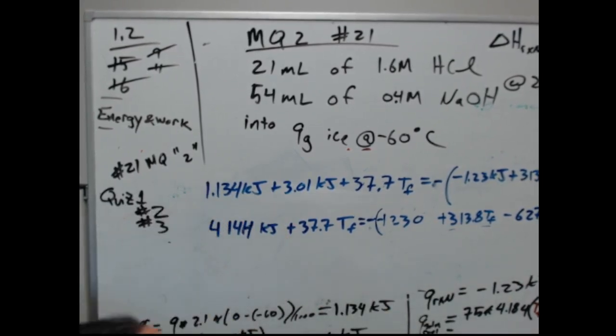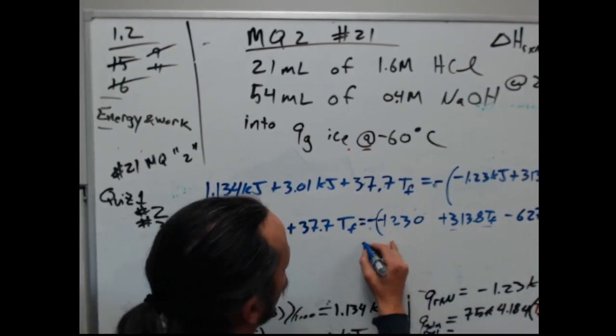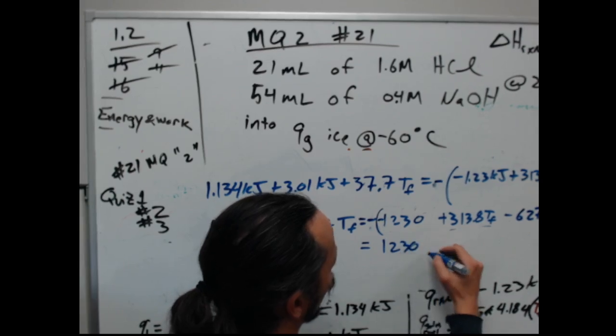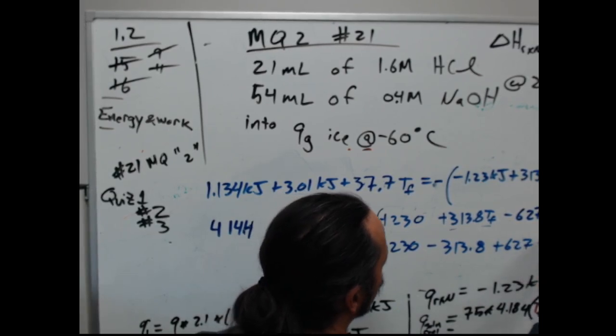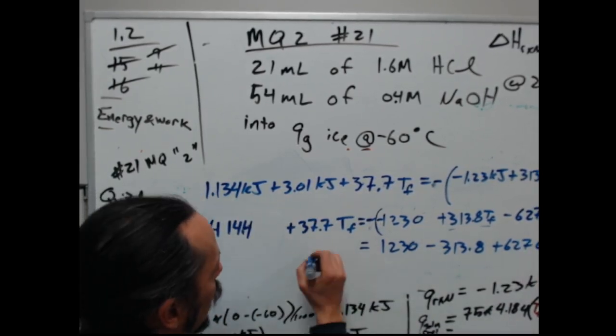Now everything's in joules. Except for the notation that says kilojoules. Yeah, thank you. I was still feeling like I was going to end up with a negative temperature. Oh, it's because I didn't carry through my negative sign properly. No, because you took it out, so you'll still end up with a negative one. So this is going to be equal to 1230 minus 313.8 plus 6276 equal to.